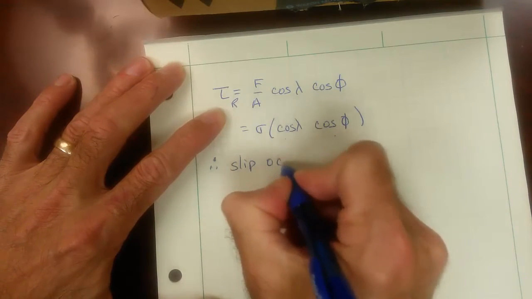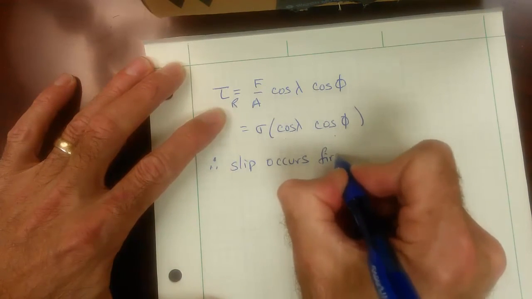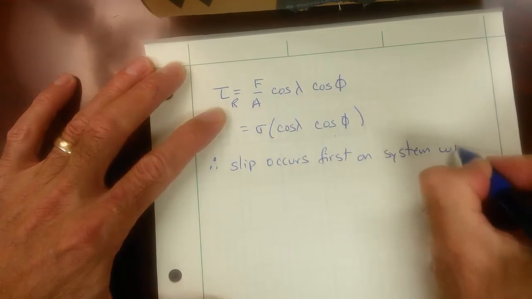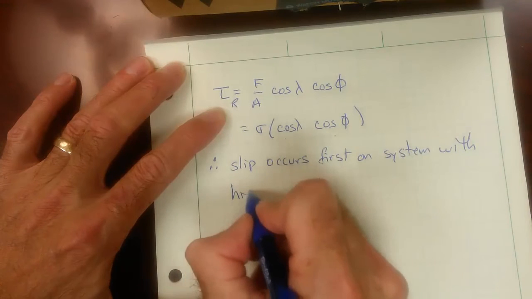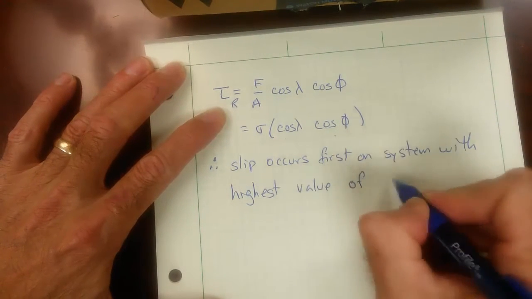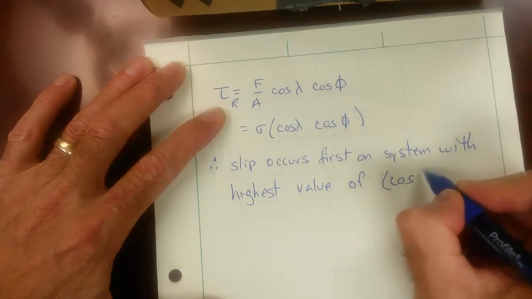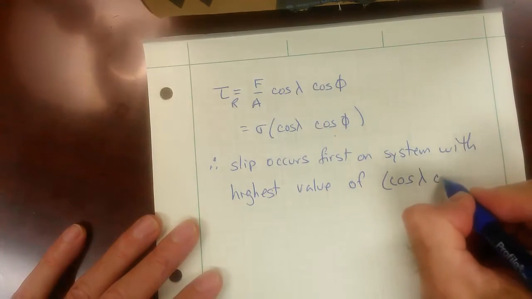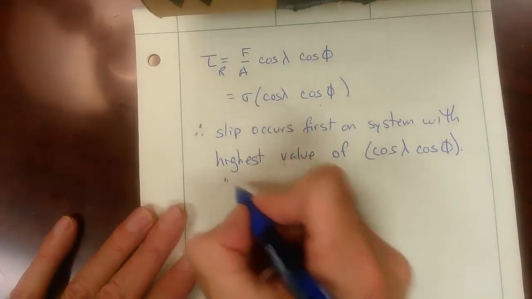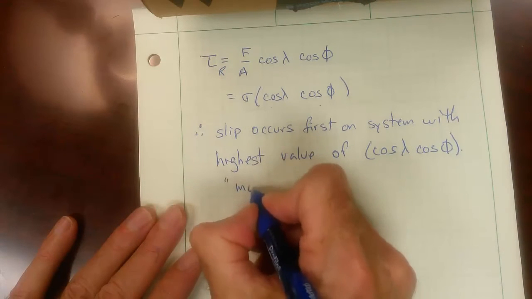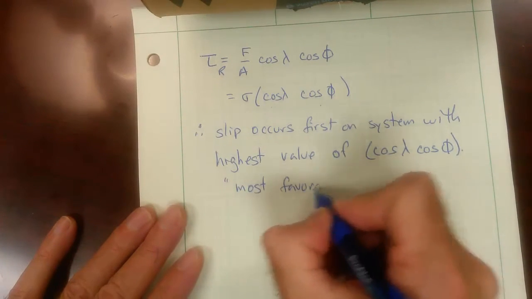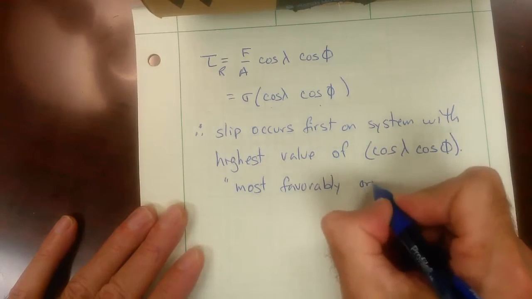Therefore, slip occurs first on a system with the highest value of the quantity cosine lambda times cosine phi. And the language that we use to describe that is we say that system is the most favorably oriented. Most favorably oriented.